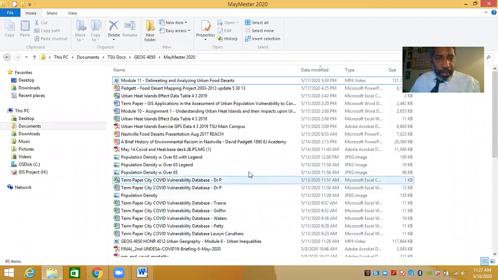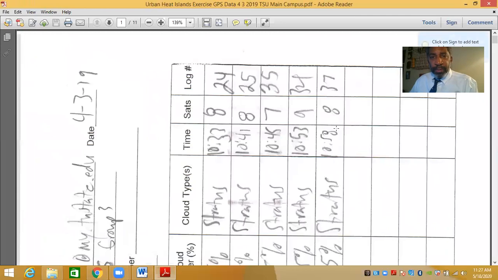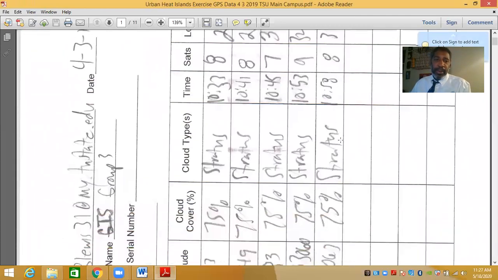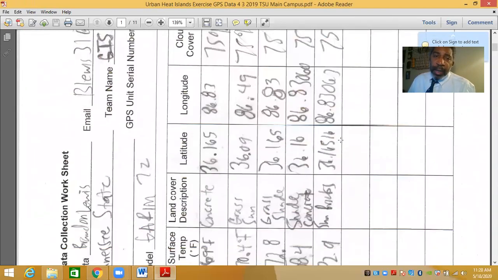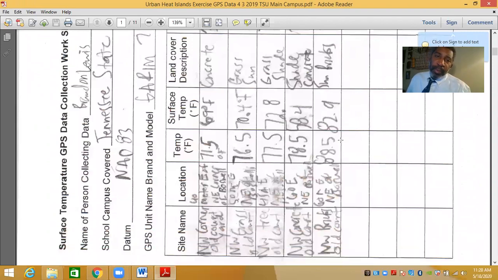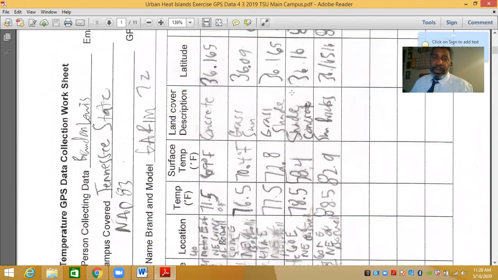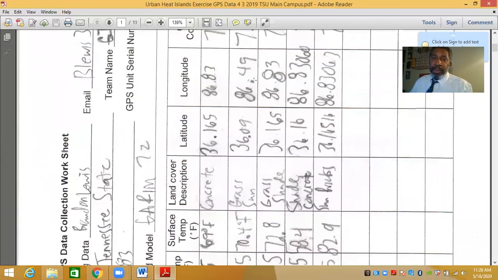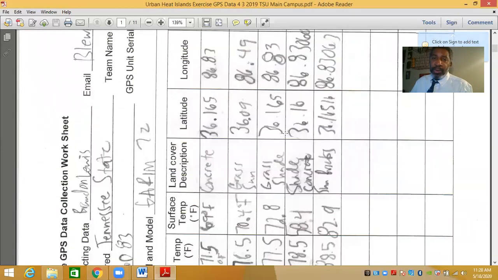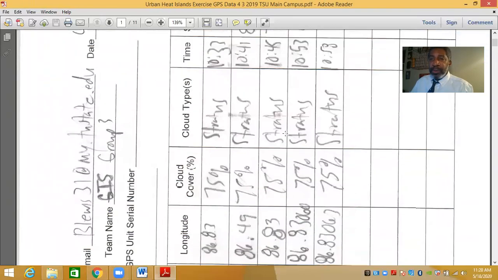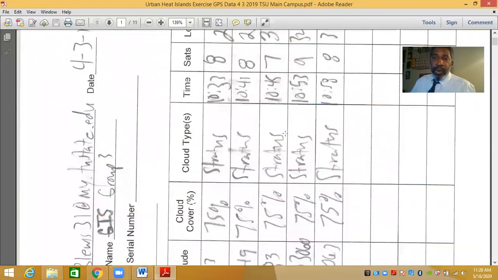So here's the data that we would have collected, and it's sideways, but the main thing that you should note is that we would have collected the ambient temperature and then the surface temperature of various surfaces. We would have used a GPS receiver to get latitude and longitude. So this is a data table that's included just for your own edification.